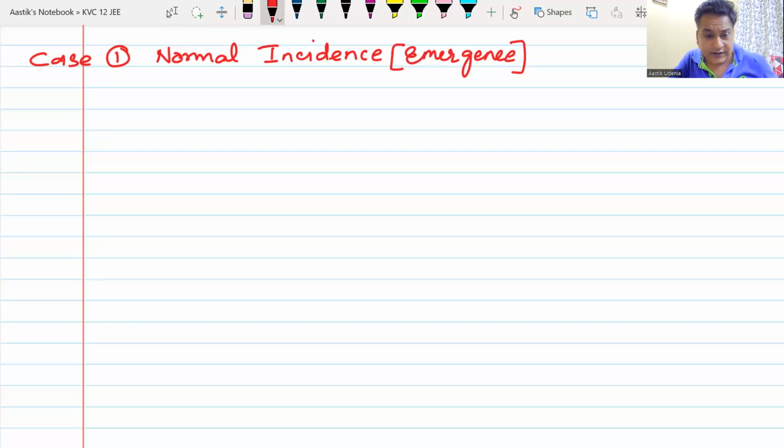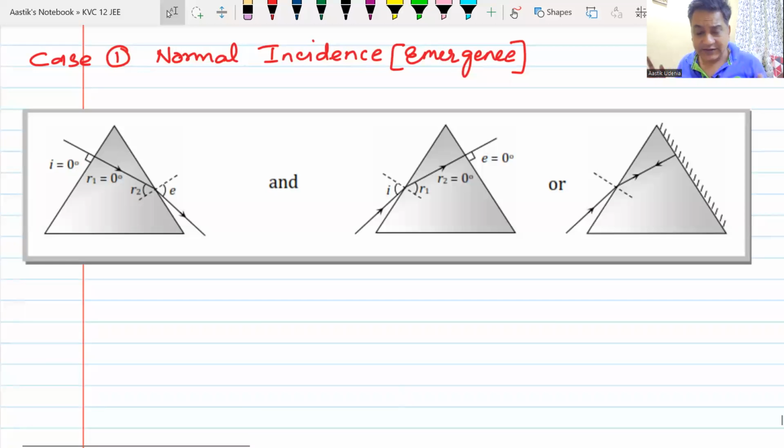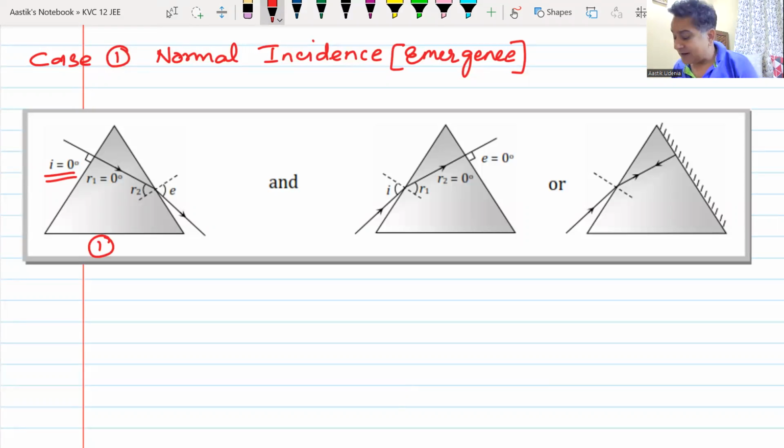So look at these three cases. These three cases are simple cases of normal incidence or normal emergence. In case number 1, what do we see? The ray is incident normally. When I say it is incident normally, the angle of incidence becomes 0. Do we understand this?